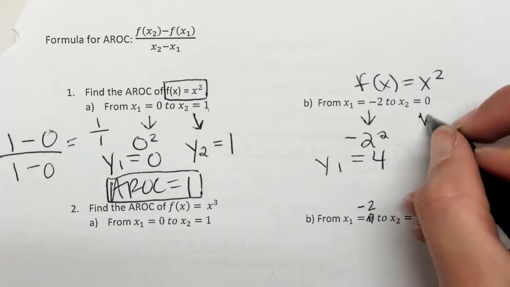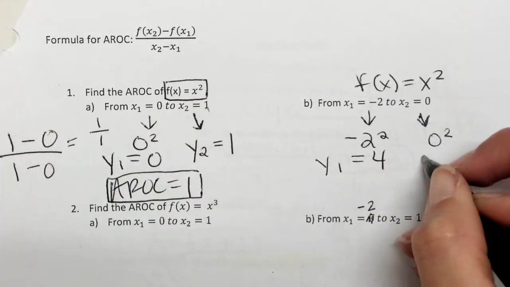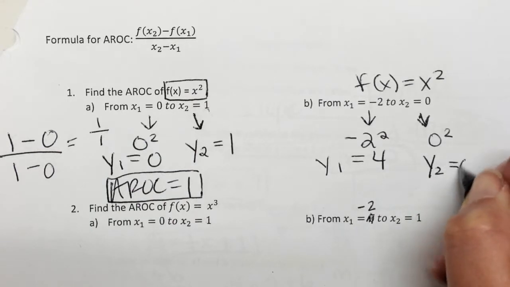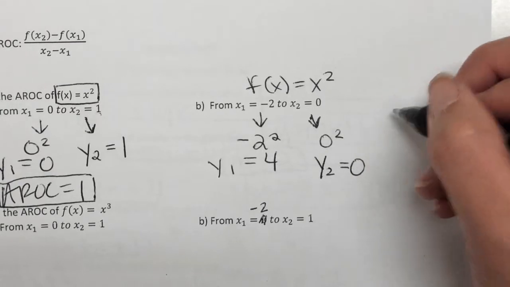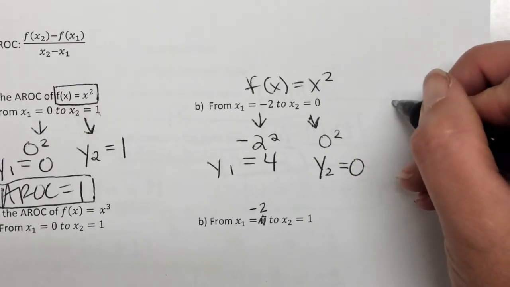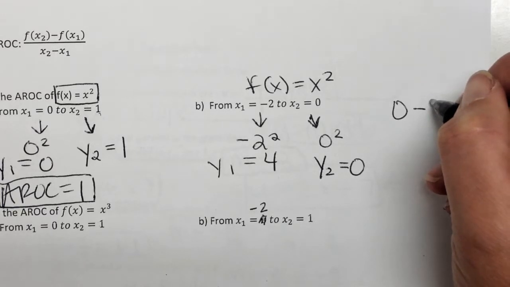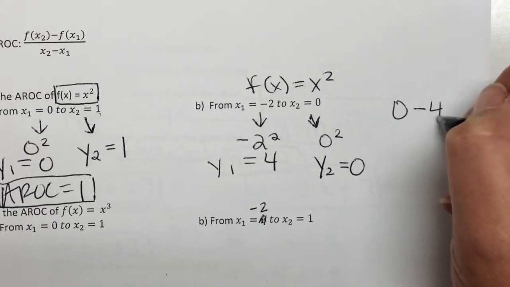Alright, on this one, Colby, 0 squared is going to give us what? And that's our what? Good. So on top, we're subtracting our y's. Tell me which one you want to put first. So 0 minus what? Minus what now? Yep, over.